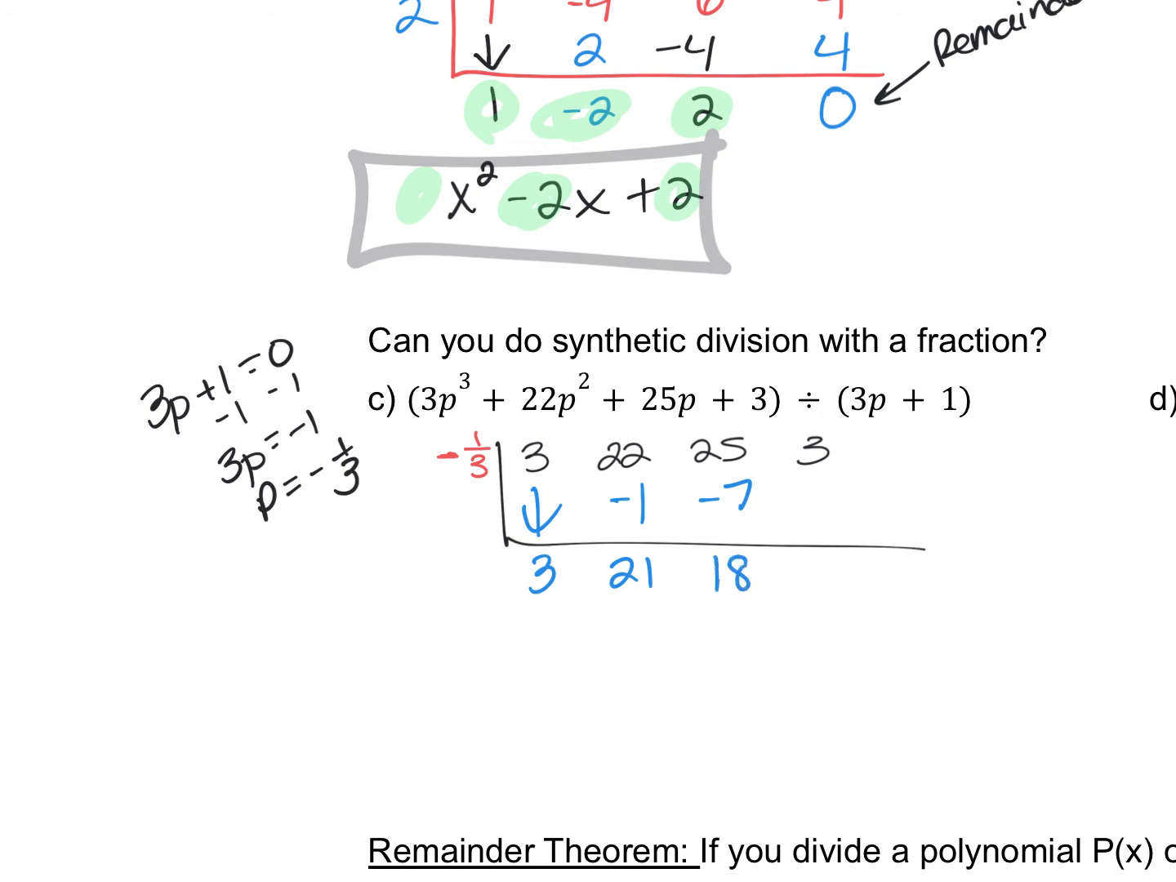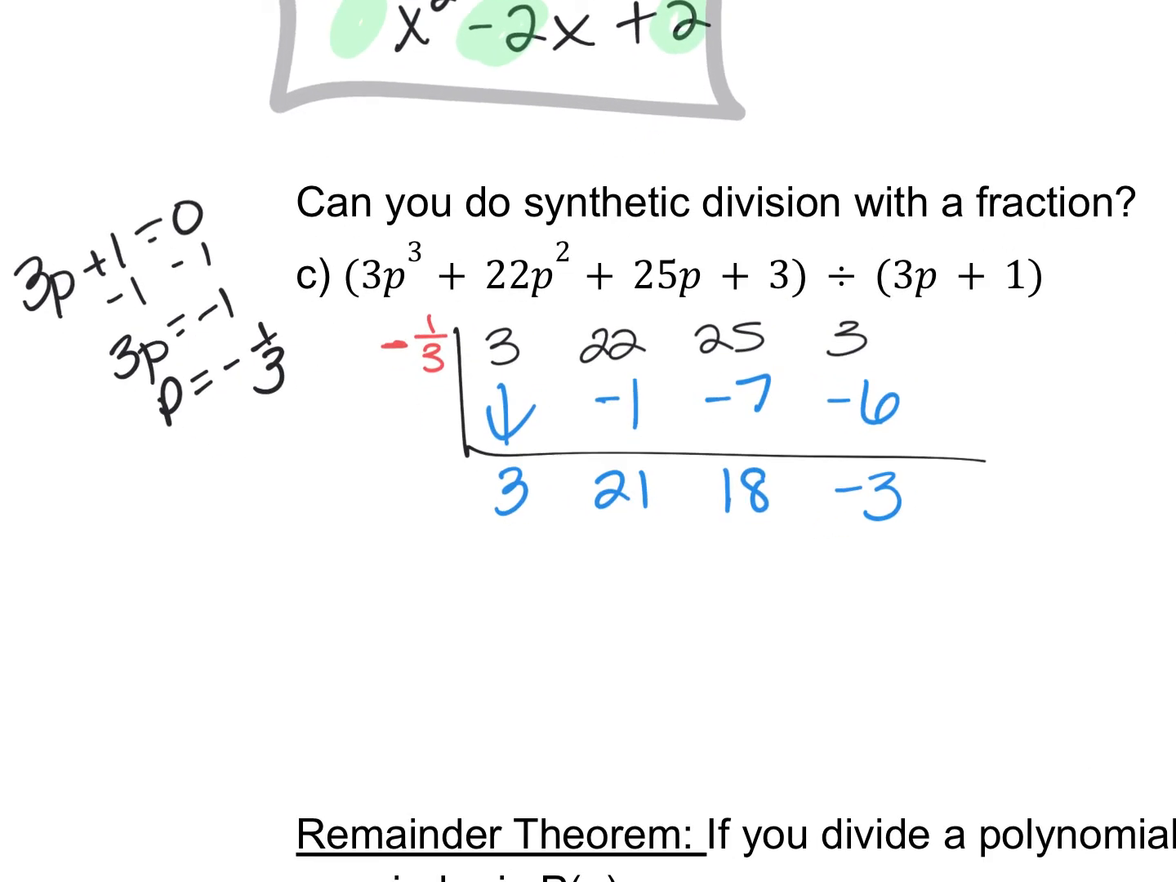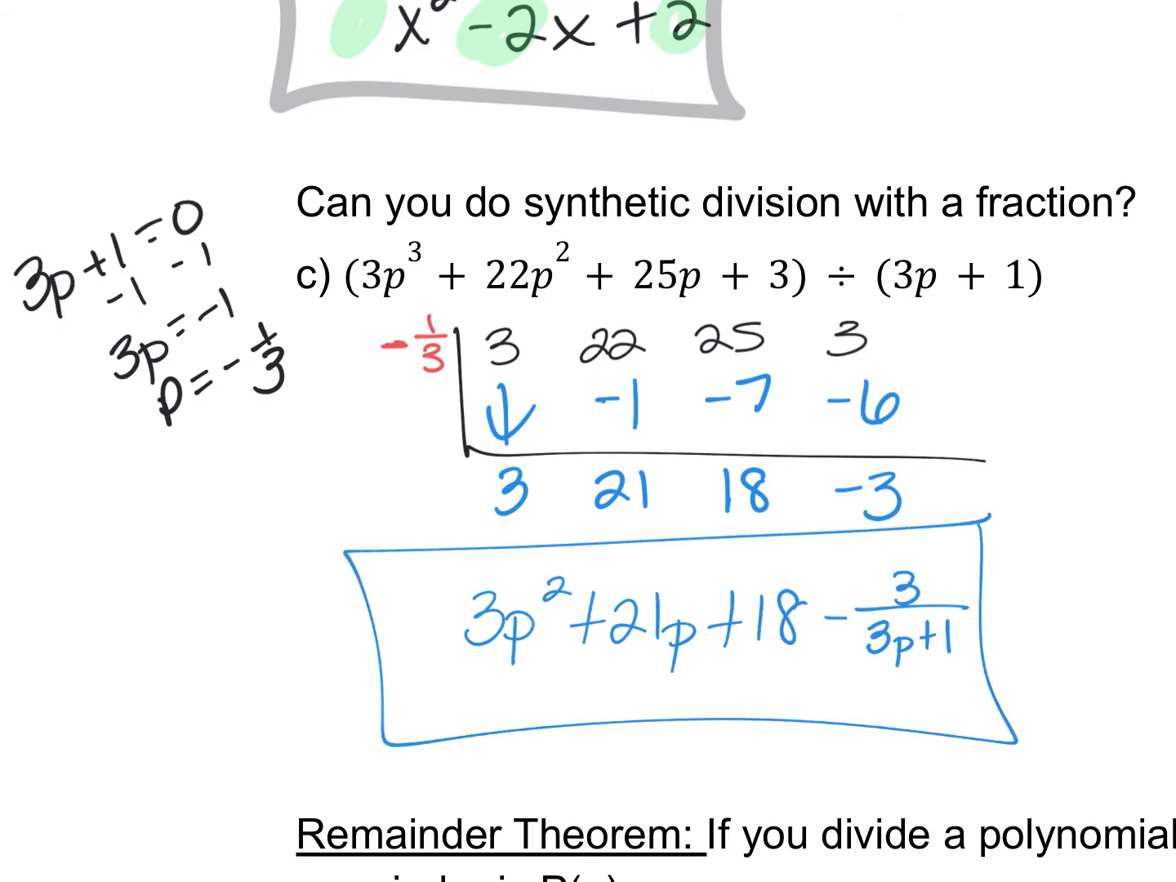Multiply again, negative 1/3 times 18 is what? Negative 6. 3 plus negative 6 is negative 3. So that wasn't too bad. So now let's put it together. We're going to have 3, we're talking about p's on this one, so it would be 3p squared plus 21p plus 18. Then you still have that remainder, so minus 3 over 3p plus 1.